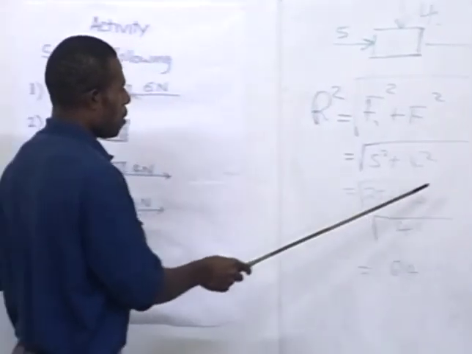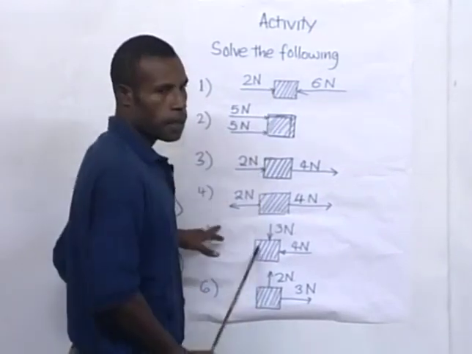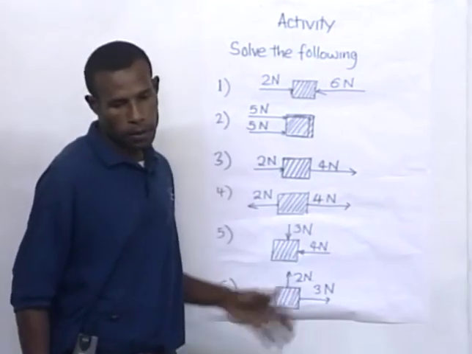All right, quickly go through. There are 6 activity questions shown here. Quickly go through and then solve those.